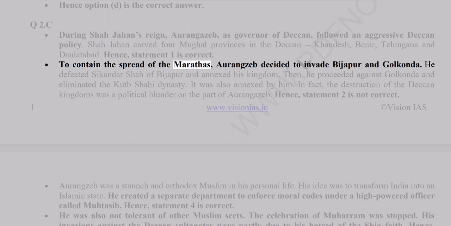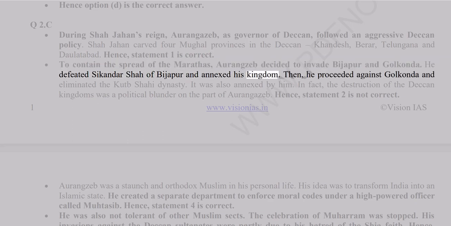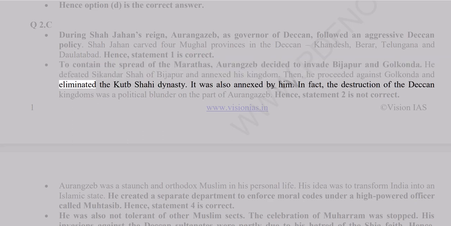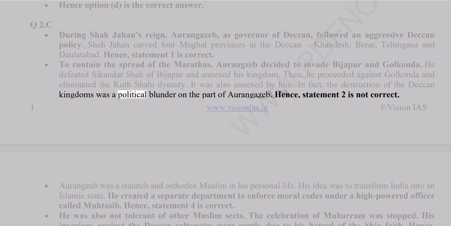To contain the spread of the Marathas, Aurangzeb decided to invade Bijapur and Golconda. He defeated Sikandar Shah of Bijapur and annexed his kingdom. Then, he proceeded against Golconda and eliminated the Qutb Shahi dynasty. It was also annexed by him. In fact, the destruction of the Deccan kingdoms was a political blunder on the part of Aurangzeb. Hence, statement 2 is not correct.